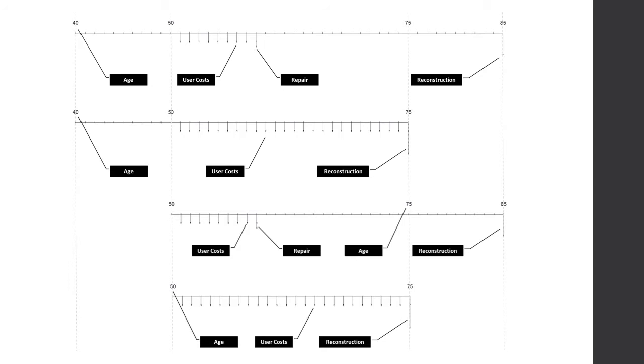The third, shown second from the bottom, represents an average posted bridge at age 50. User costs are incurred until a repair is completed. This repair eliminates the posting and thus the user costs from an associated detour and extends the service life until age 85, at which time the bridge is reconstructed. The fourth, shown at the bottom, is much like the previous example and represents an average posted bridge at age 50. Since the bridge is already posted, user costs are incurred each year until the bridge is reconstructed at age 75.